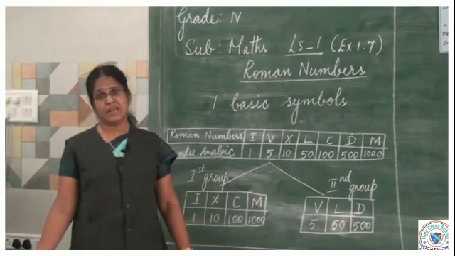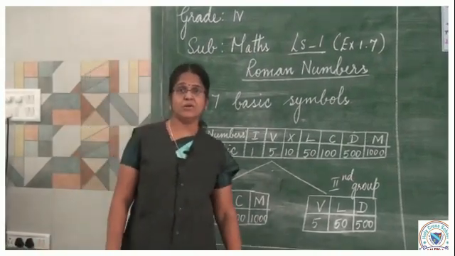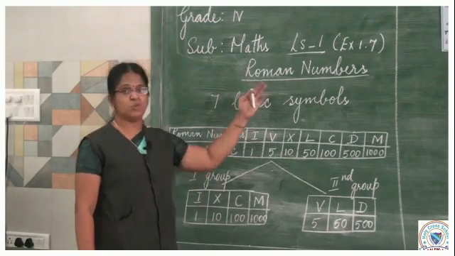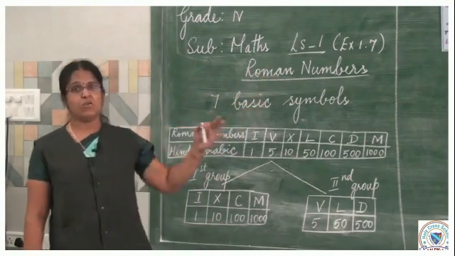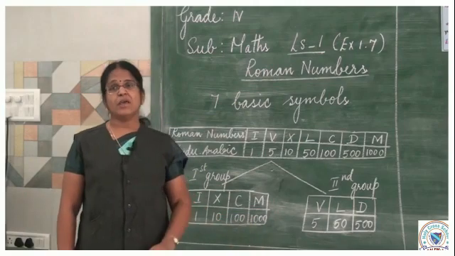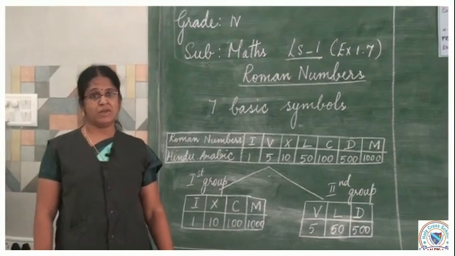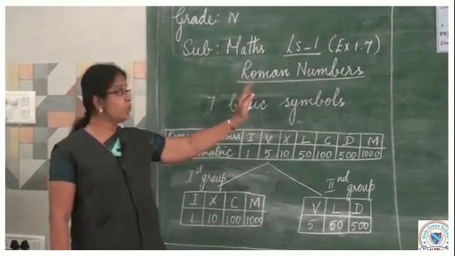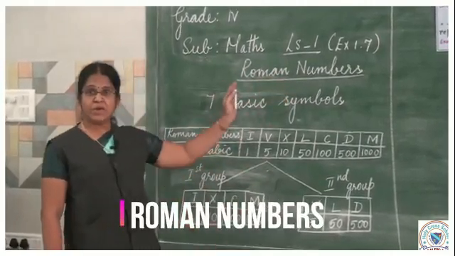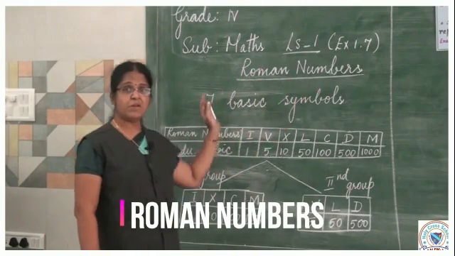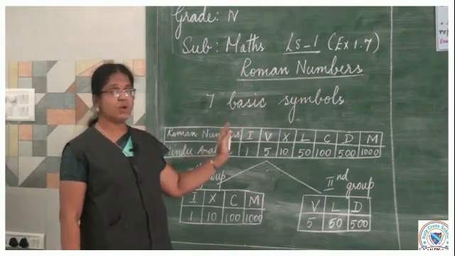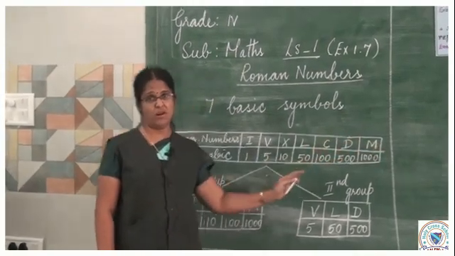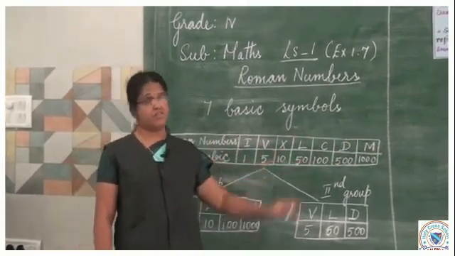In the previous class, we learnt about Hindu-Arabic numbers, that is 1, 2, 3 and so on. What we use are called Hindu-Arabic numbers. In today's class, we are going to see about Roman numbers. Romans used 7 basic symbols to write Roman numbers. This system of writing is called Roman number system.